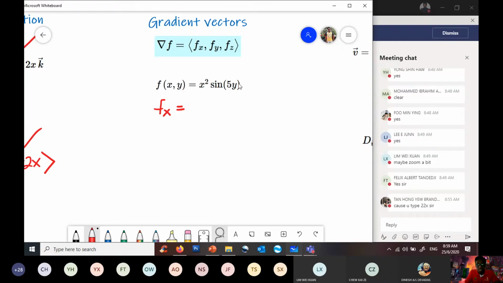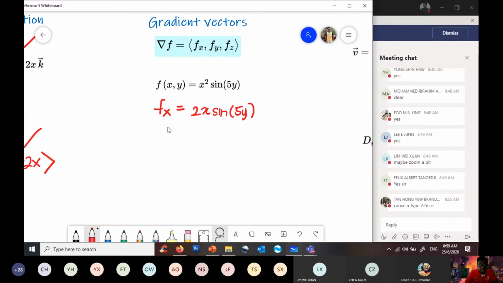So my sine 5y, there's no x here at all. So that's just a constant. Doesn't matter. x squared, if I differentiate, I would get 2x. So overall, I would get something like this: 2x sine 5y. Why nothing happened to the sine 5y? Because it's just a constant. There's no x in it.